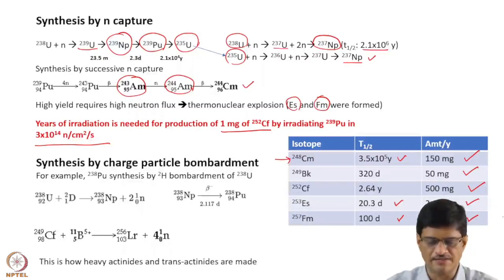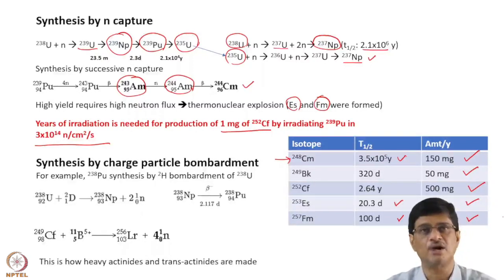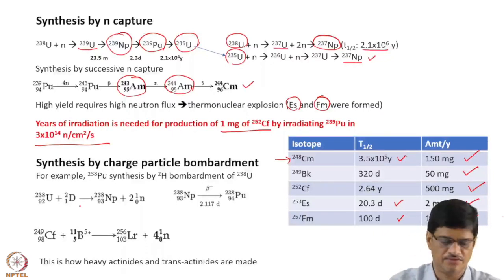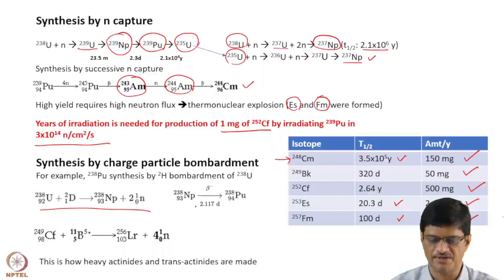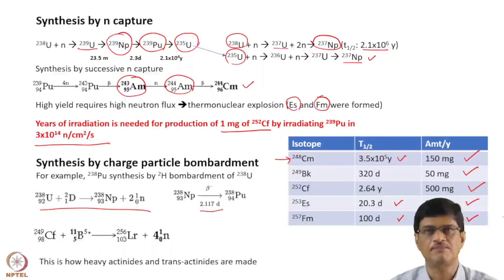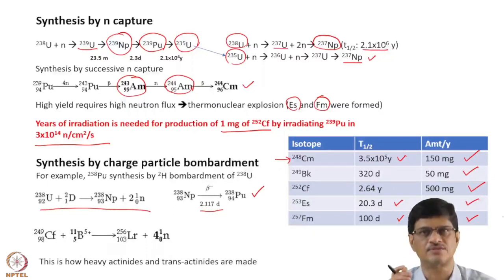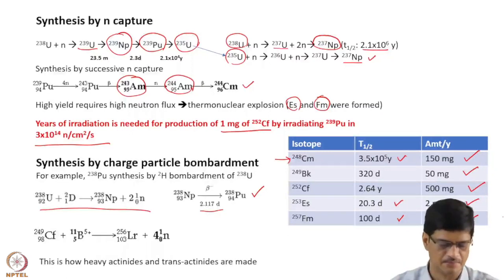Actinide synthesis can also be done by charged particle bombardment. For example, plutonium-238 is synthesized by deuterium bombardment of uranium-238. The reaction is given here, where we take uranium-238 and with deuterium you get neptunium-238, and this neptunium-238 undergoes beta decay with a 2.1 days half-life to plutonium-238. This is a reaction which was used, as I have mentioned in the previous lecture, for plutonium production for the first time in the Berkeley Radiation Laboratory.